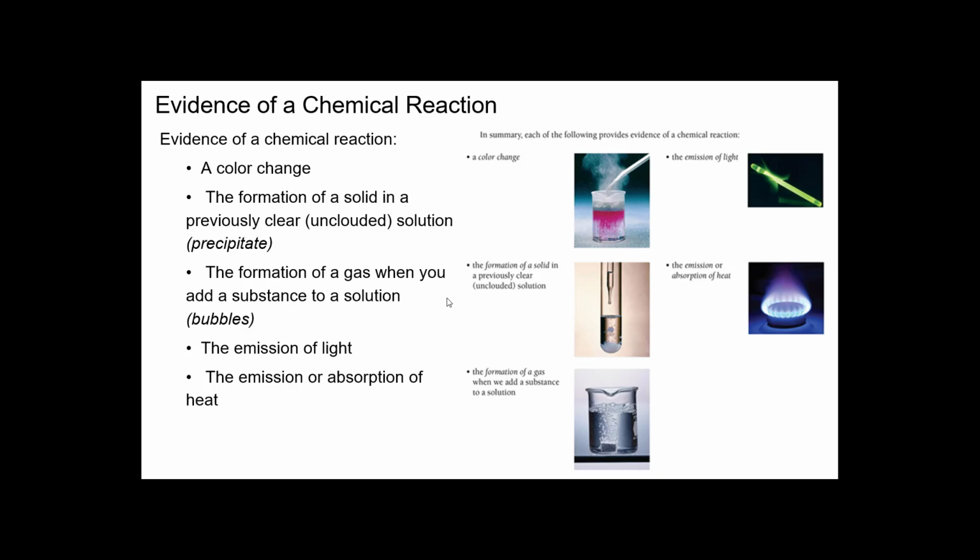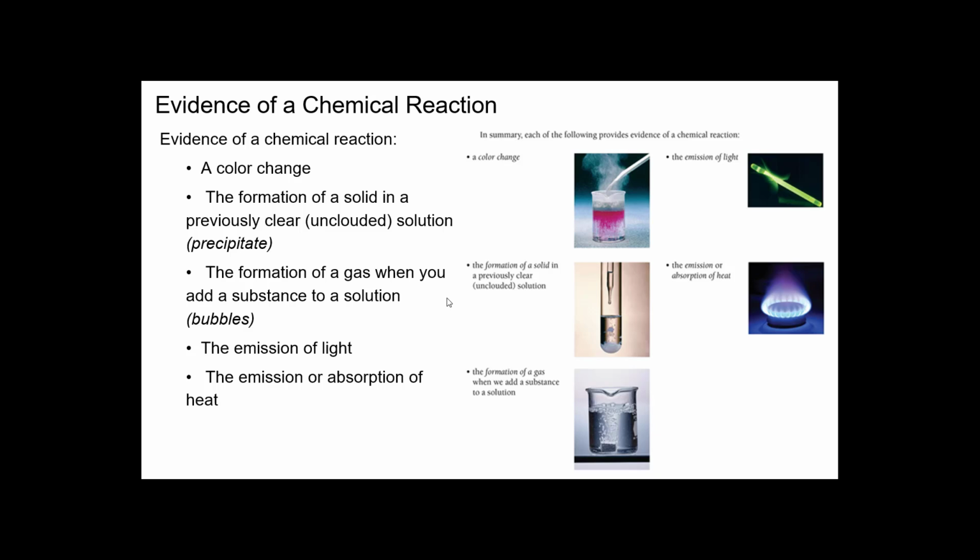Precipitate can be anything, from small particles and a milky color to a really clear, solid thickness that will sit at the bottom of a beaker. The formation of a gas when you add a substance. So when you have a chemical reaction, in some cases you will see bubbling, and that is a formation, a gas has been produced. It's usually hydrogen or oxygen, and it's leaving the solution.